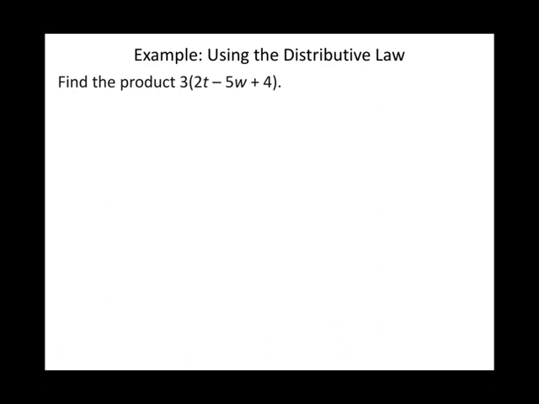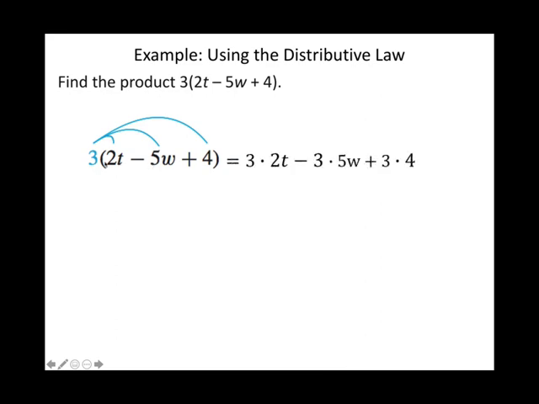Okay, find the product using the distributive law. So I'm going to distribute one by one in here. So let me rewrite it: 3 times 2t minus 3 times 5w plus 3 times 4. Okay, do it one by one. This is going to be 6t minus 15w plus 12.